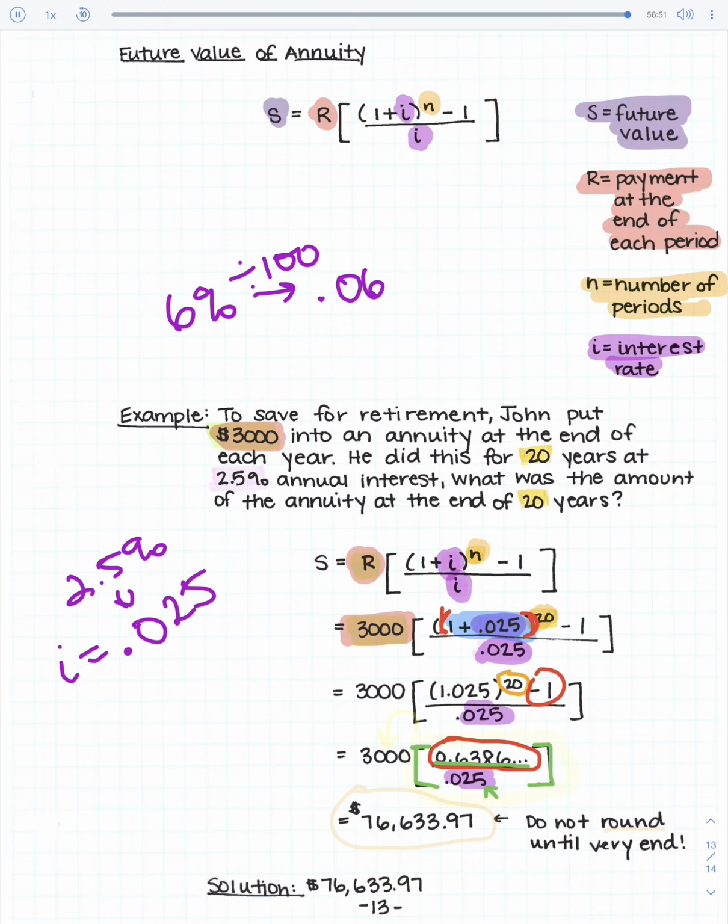Now I would leave that in your calculator and take whatever you get from there and immediately multiply it by the 3,000 that was out in front. And what do I end up with in my annuity at the end of those 20 years? I'll end up with $76,633.97. And again, be careful. Try not to round until the very end because it can throw off your answers by quite a bit, especially if you're talking about inputting answers into MyMathLab.